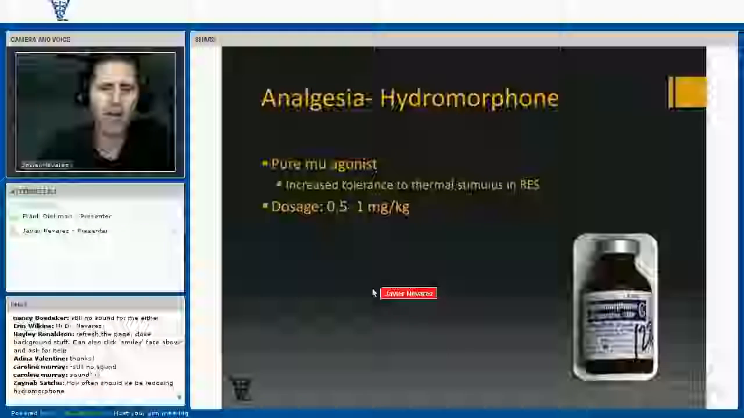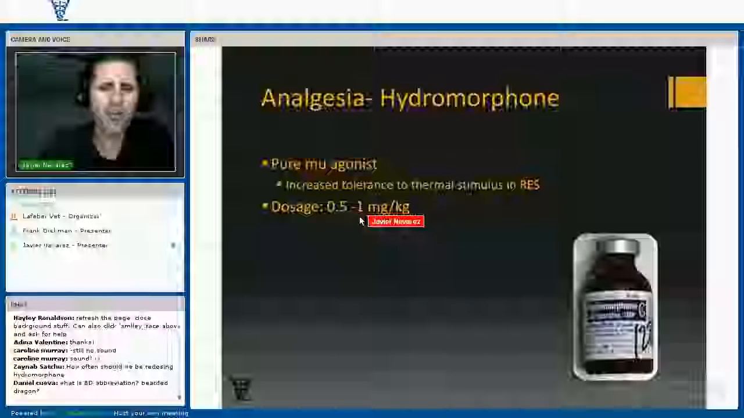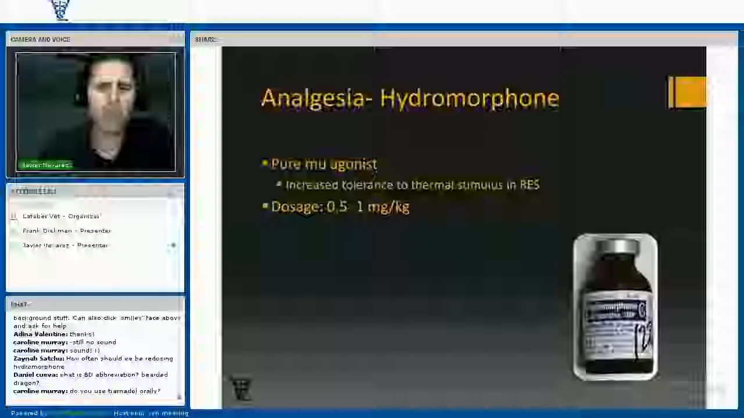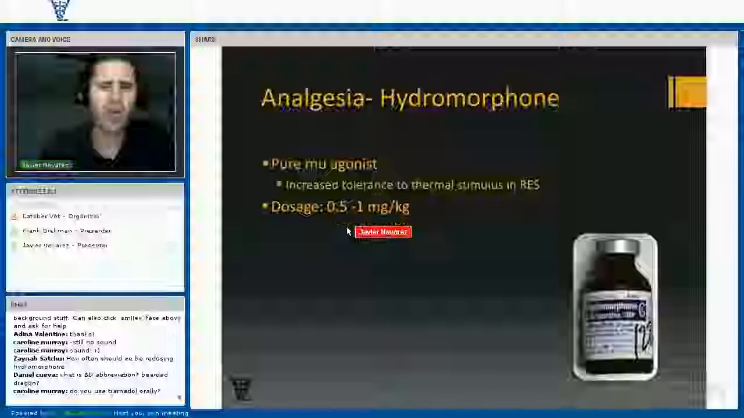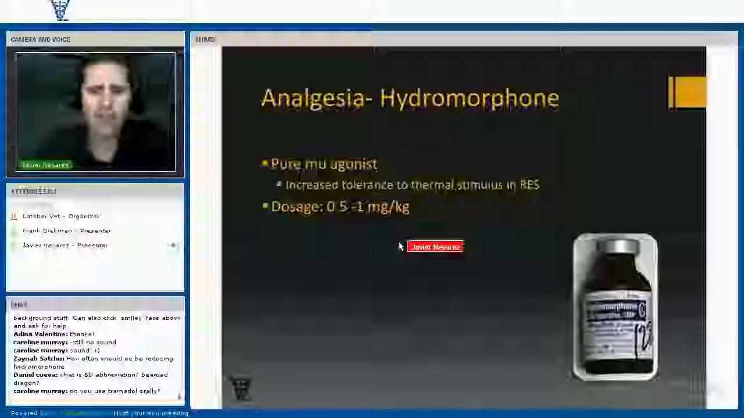If I'm using this as part of an anesthetic protocol, I typically tend to go with a higher dose of the 1 mg per kg. If I'm using it just for analgesic purposes in an animal that's not too painful, that's a minimally invasive procedure, I might stay lower at 0.5 mg per kg.